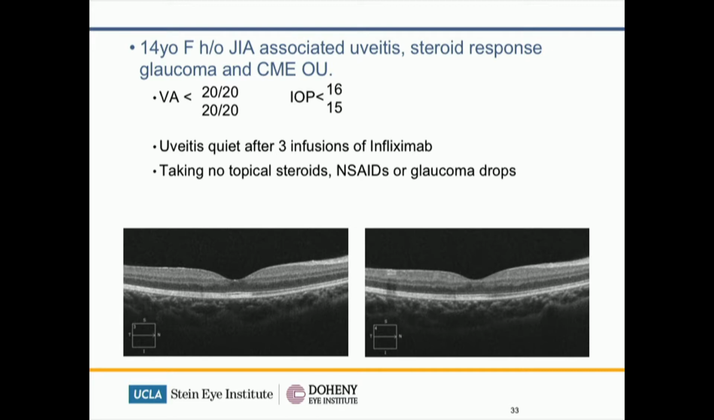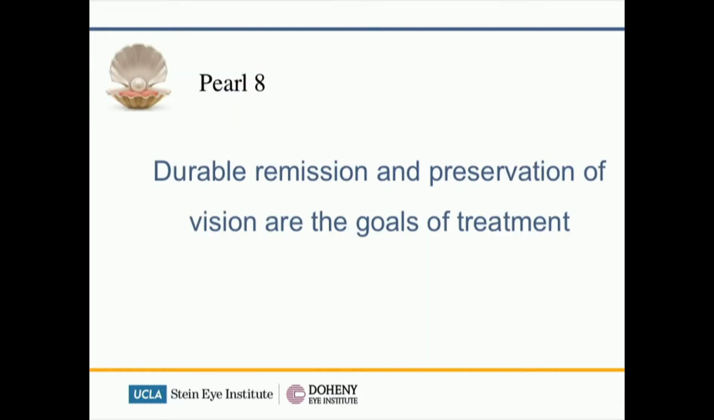So I think, if she had gone the other way and had intravitreal Kenalog, she would have had to have repeated injections. By the time she graduated from high school, she would have had a cataract and would have needed cataract surgery. So I'm very happy with the outcome of that situation.